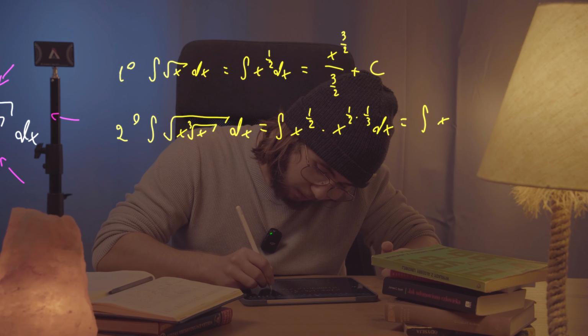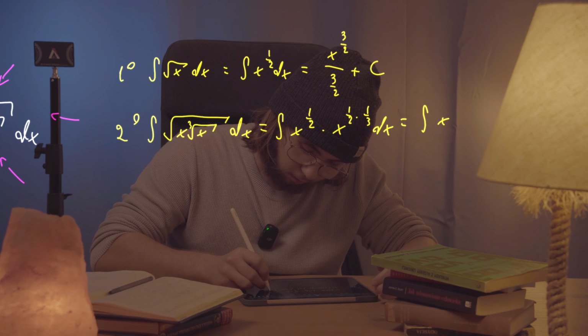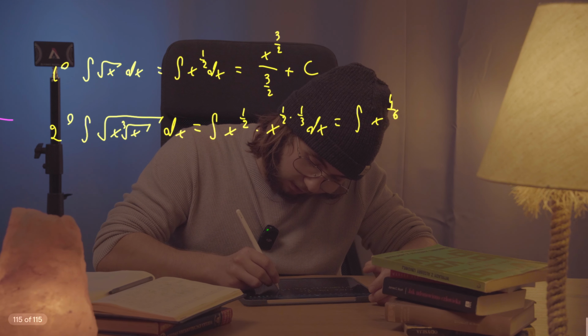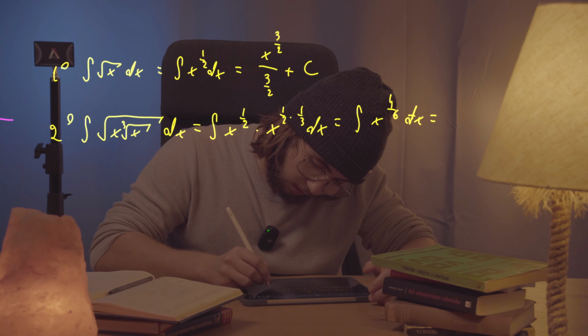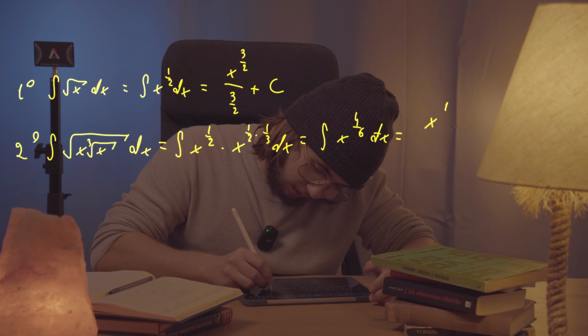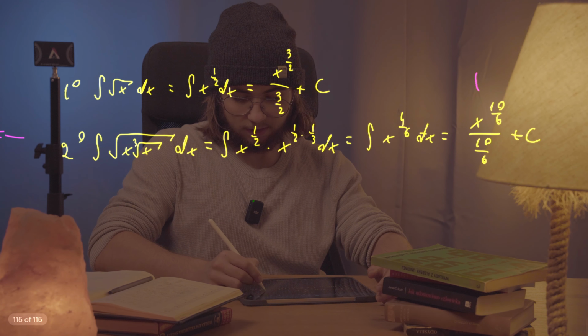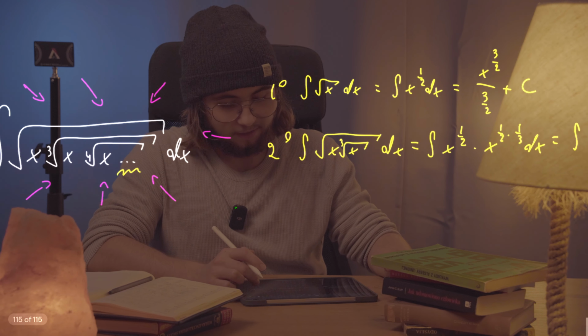The integral of x to the power of 4 over 6, which is going to be equal to x to the power of 10 over 6 divided by 10 over 6, plus c. I really hope I didn't make a mistake here, but I could have, because I'm not really good at adding fractions.